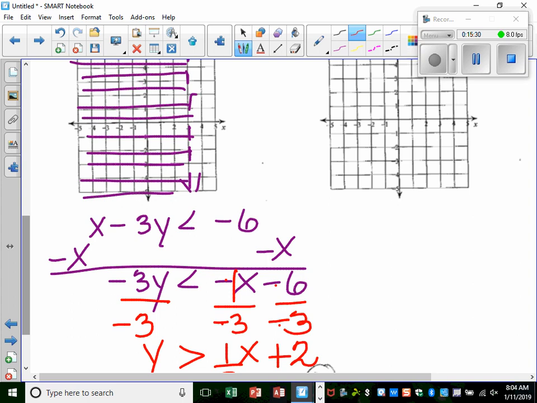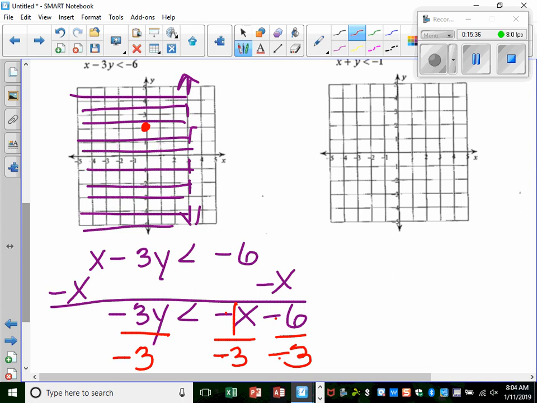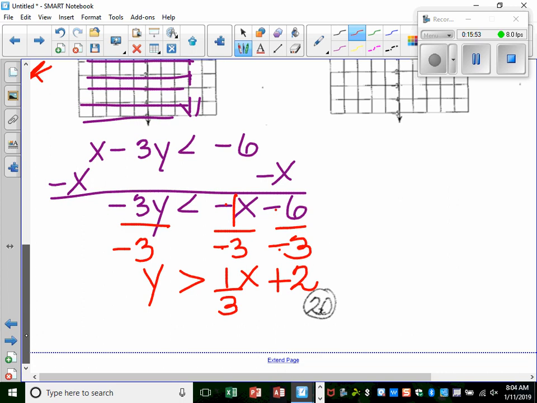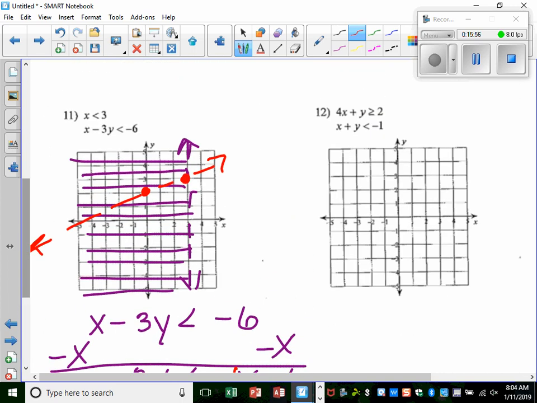So I'm going to start at positive 2. All right. And then we're going to go up 1/3. Okay. And this is a dashed line as well. And my symbol was greater than, so the shading is up here. So the solution would be where you see the two colors. And that's it. All right. Any questions on that?